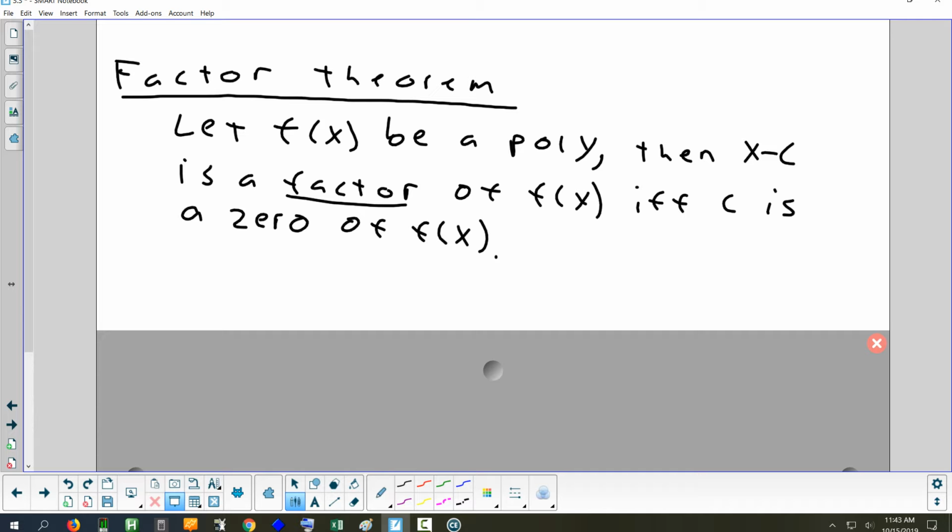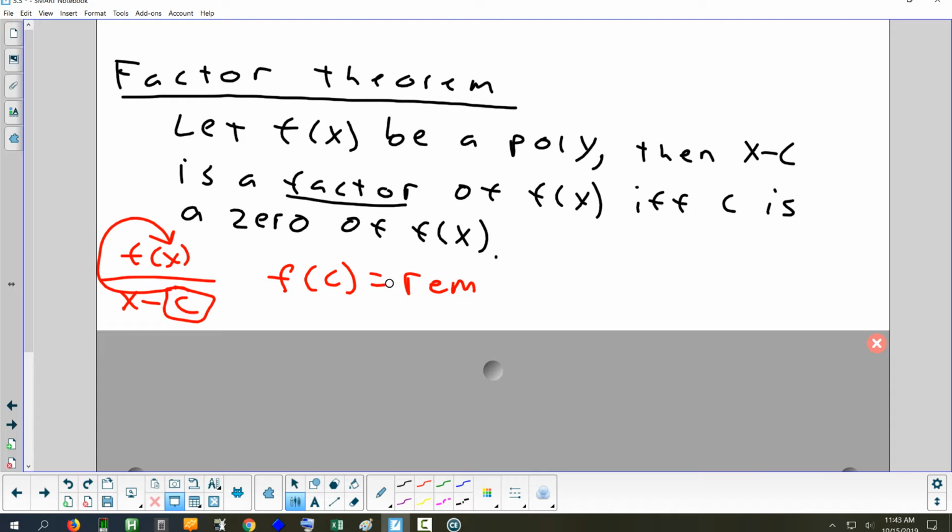Well, it actually means two things. So if you have a polynomial, you divide by x minus c. Let's call this polynomial f of x. To find the remainder, this is how you do it. You take this number and you plug it in right there. All right? Plug c into your function, and that gives you a remainder.